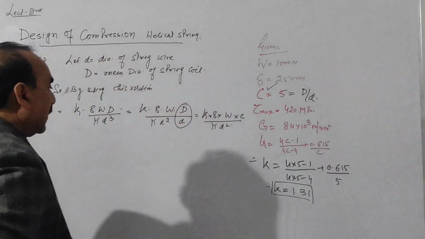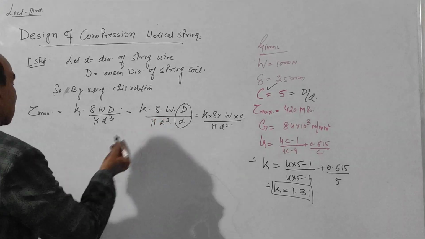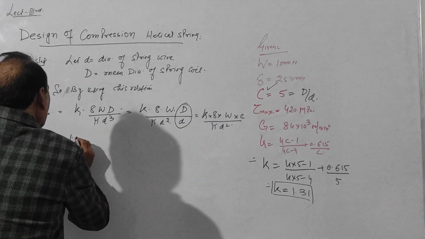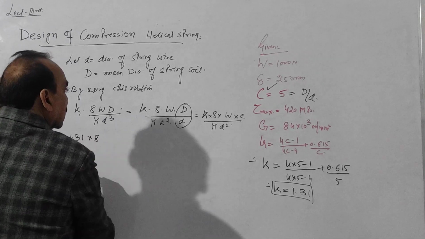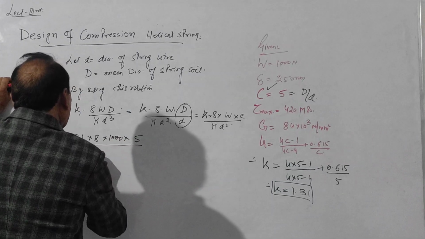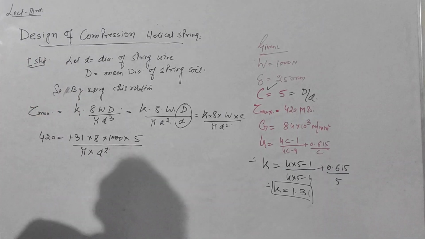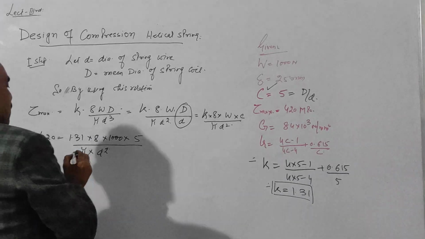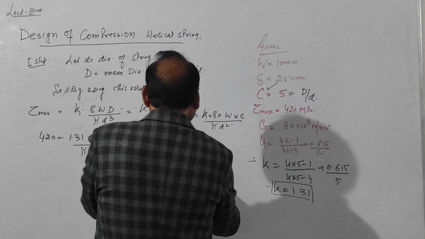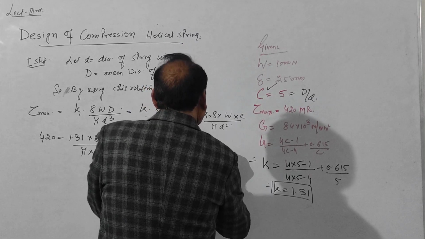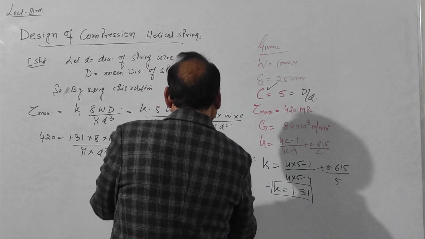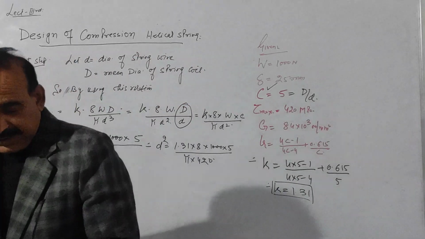Now, you substitute here, tau max, this is given as 420. This is equal to 1.31 into 8 into 1000 into C, which is 5, upon pi into d square, right? So from here, I will calculate d square. Therefore, d square is equal to 1.31 into 8 into 1000 into 5 divided by pi into 420, right? So, what is the value?